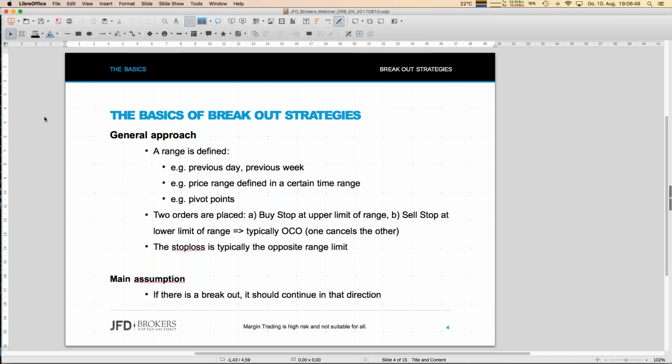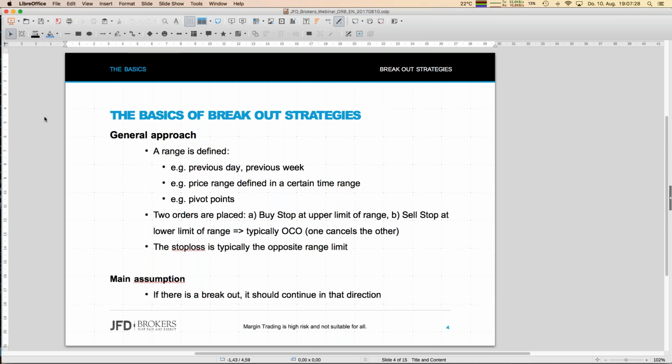Or you may go for pivot points, for example, and take the upper pivot point and the lower one as being the definition of your range. What's always then the next step is, if you have such a range well defined, then you typically place 2 orders. One buy stop order at the upper limit of that range, and one sell stop order at the lower limit of that range.